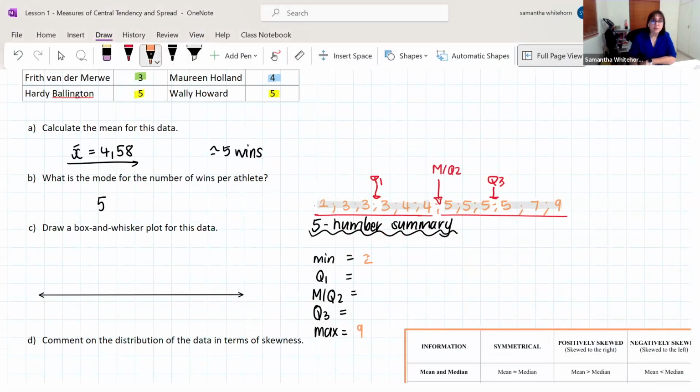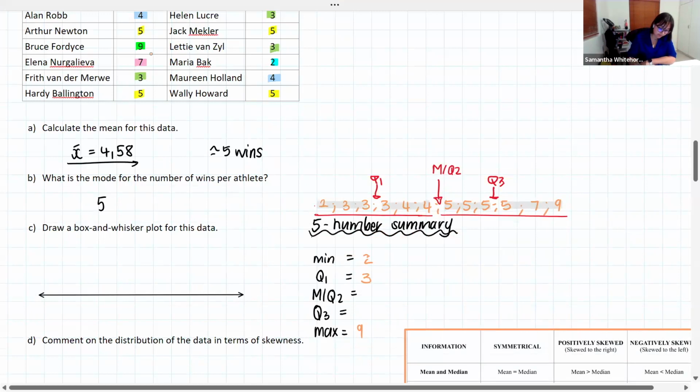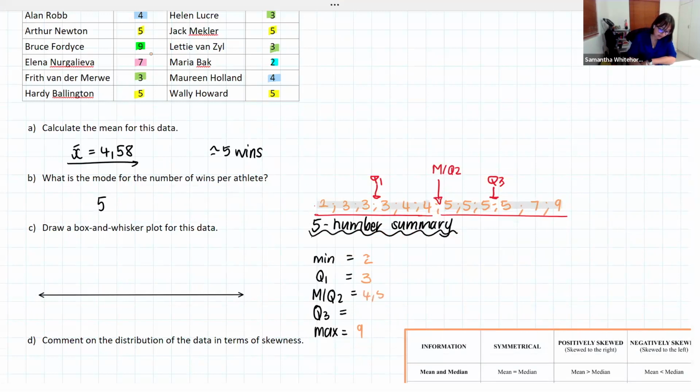So Q1, halfway between 3 and 3, is just 3. Our median, halfway between 4 and 5, is 4.5. And halfway between 5 and 5 is just 5. So now I can draw my box and whisker.